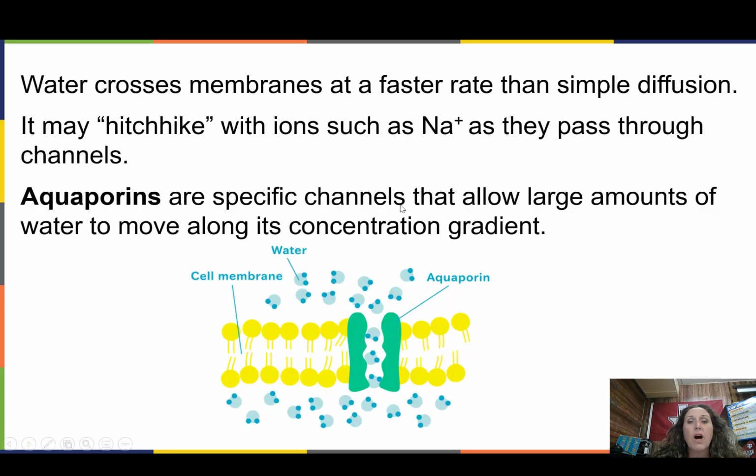Now, sometimes because water's polar, it can't get through the cell all on its own. Sometimes it hitchhikes. If it can find a charged ion to bind to, it can hitchhike through. And when it does that, it's called an aquaporin. Aqua means water, por means hole or pore. So there are specific channels that allow a lot of water through.